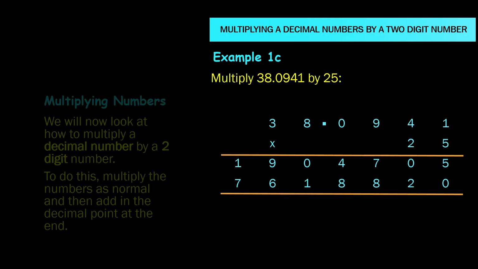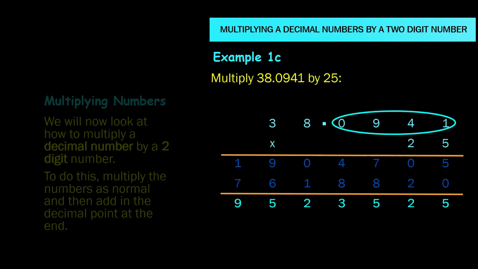We can now add the 2 rows. So 5 add 0 is 5, 0 add 2 is 2, 7 add 8 is 15, position the 5 as shown and the 1 is carried over, 4 add 8 add 1 is 13, 0 add 1 is 2, 9 add 6 is 15, and 1 plus 7 plus 1 is 9. Since there are 4 places after our decimal number, then we add the decimal point in our answer so that there are 4 digits after it, as shown.